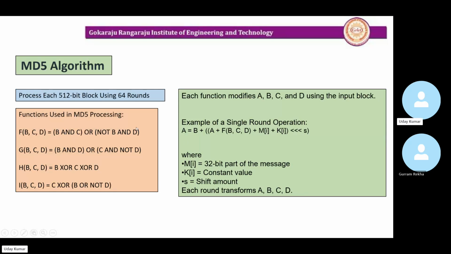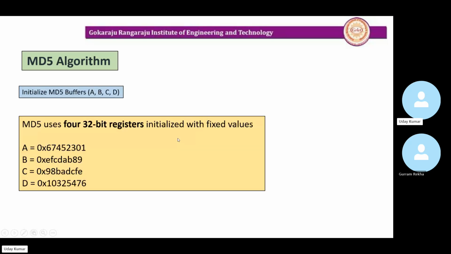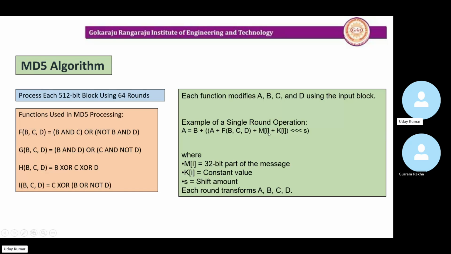Okay, and a single A register will be transformed like this: A equals B plus left rotate of (A plus F of B, C, D plus M of i plus K of i) by s. M of i is the 32-bit part of the message, K of i is the constant value, and s is the shift amount, say 30 or 40. So that's how the bits will be left rotated.